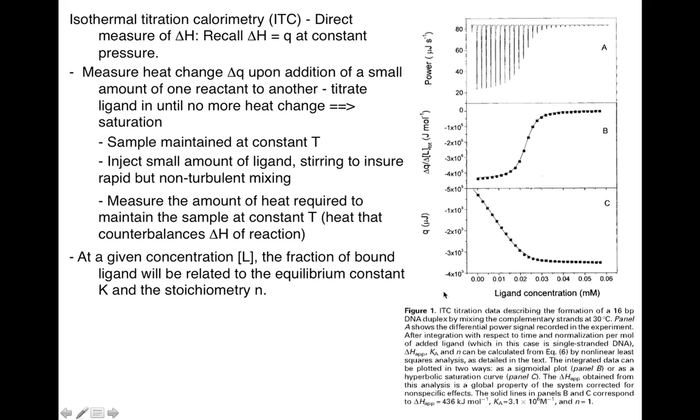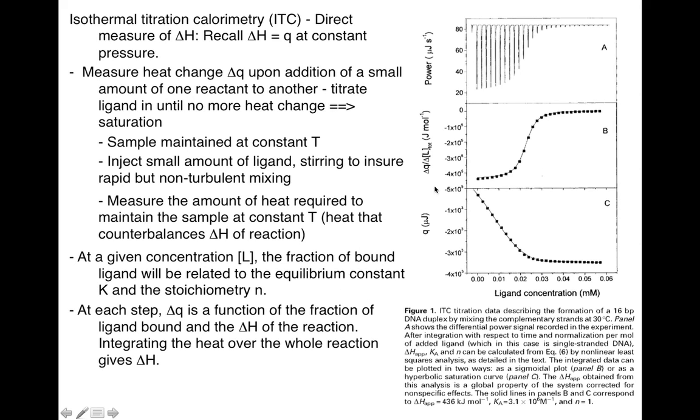So at a given concentration of ligand, the fraction that's bound is going to be related to the equilibrium constant, and basically that allows you, as you generate one of these curves, to get the equilibrium constant, therefore the delta G, and the total amount of heat that had to be added to saturation is, when you integrate all these little heats, the delta H of the reaction. And so you can then fit these curves with the delta H and the K, which again gives you delta G, and therefore those two give you delta S and the stoichiometry, it turns out.